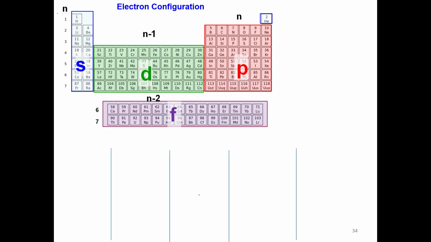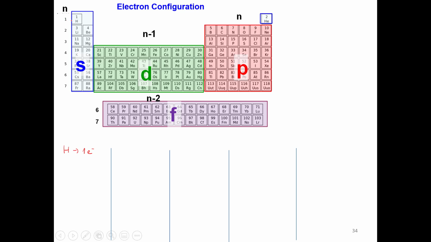Then let's start to get the electronic configuration using the periodic table for some elements. For example, let's start with hydrogen. And hydrogen, we know, has atomic number one: one proton, one electron. Yes. Then the hydrogen, one electron. Yes.